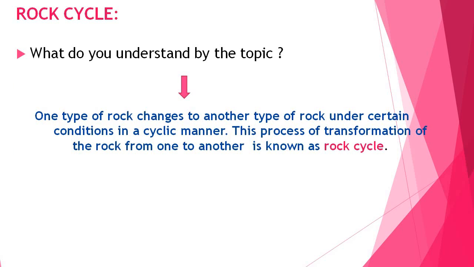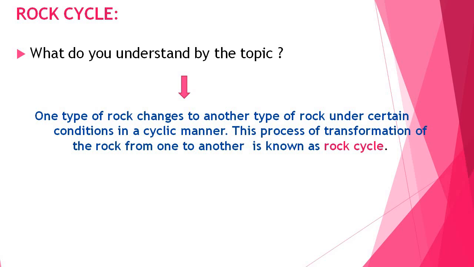Rock cycle. What do you understand by the topic? You must have studied about water cycle in your previous class. What is it? It's a process of cycle that turns back to its place. Like when water evaporates from the surface of the earth, rises into the atmosphere, cools and condenses into rain or snow in clouds, and falls again to the surface as precipitation. This is known as water cycle.